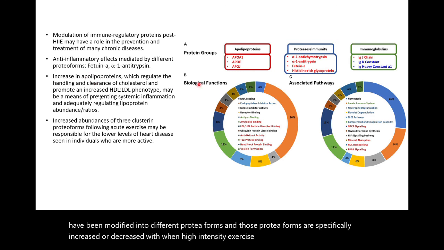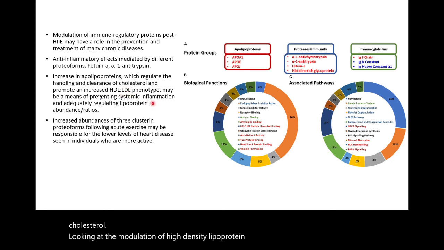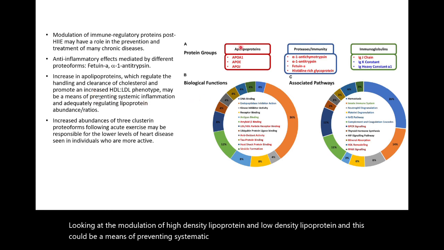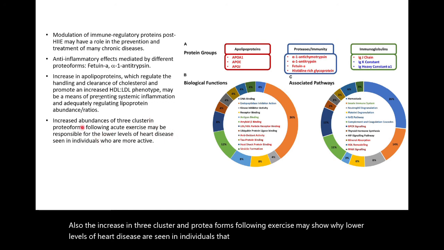The increase in apolipoproteins that was seen is related to the handling and clearance of cholesterol, looking at the modulation of high-density lipoprotein and low-density lipoprotein, and this could be a means of preventing systemic inflammation. So proteomics can reveal this, and you can relate it to this. Also, the increase in 3 clusterin proteoforms following acute exercise may show why lower levels of heart disease are seen in individuals that are more active. And again, it is proteoform specific, not gene specific.